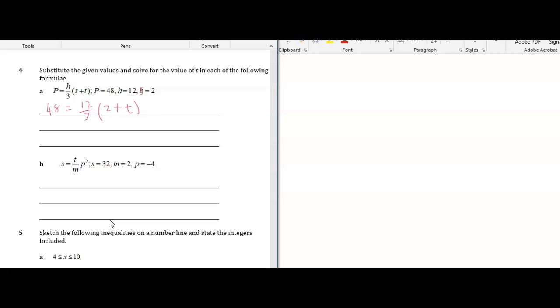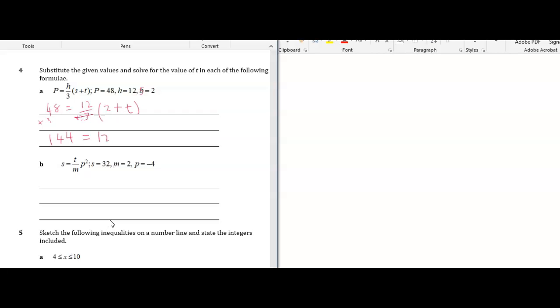Okay, let's get rid of that 3 first. Multiply both sides by 3. Okay, so that goes 48 times 3. You can do 50 times 3, which is 150, and then subtract 3 times 2. So 150 minus 6 is 144.